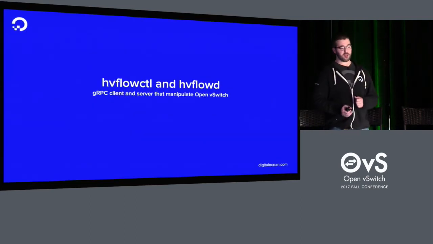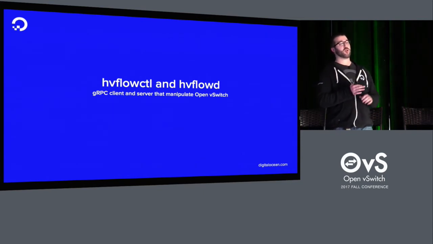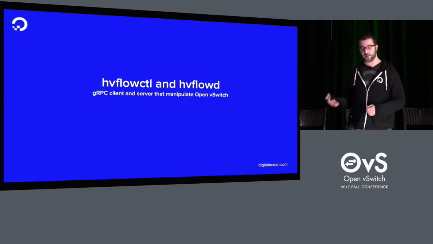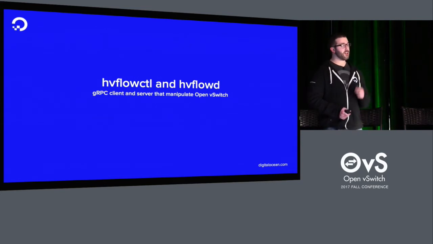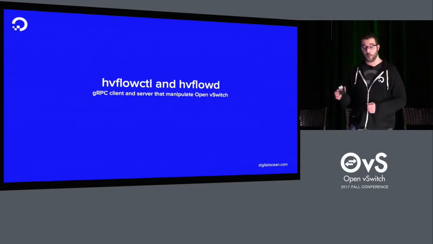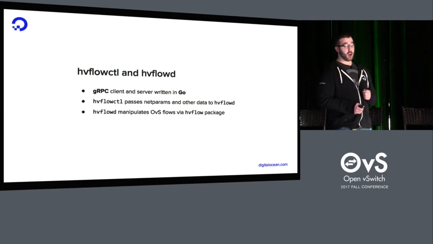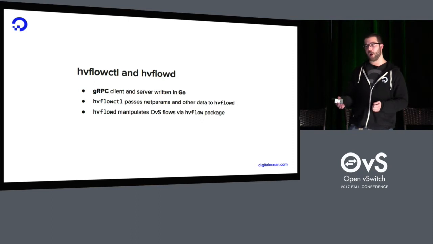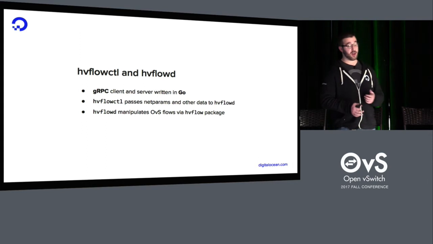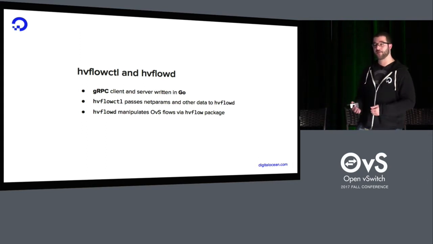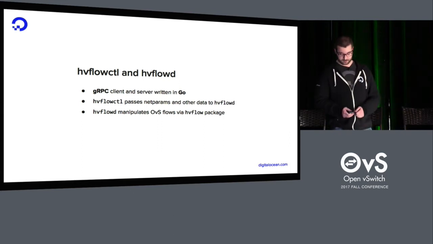So now that we have these two packages put together, I'd like to introduce you to the programs that actually make use of them. So we have HPFlow CTL and HPFlow D. And these are gRPC client and server applications that manipulate Open vSwitch. So these are both written in Go, and they use gRPC, which is an HTTP2-based RPC protocol based on protobuf primarily. HPFlow CTL passes net params and other data to HPFlow D, and then it's HPFlow D's job to actually manipulate the OVS flows using the HPFlow package.